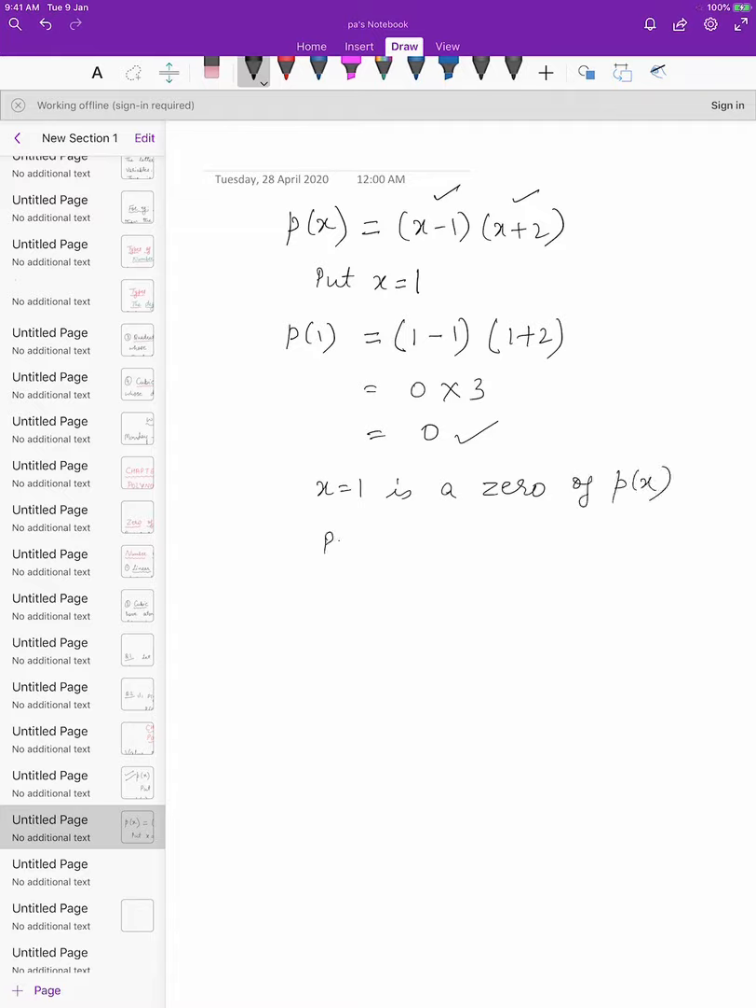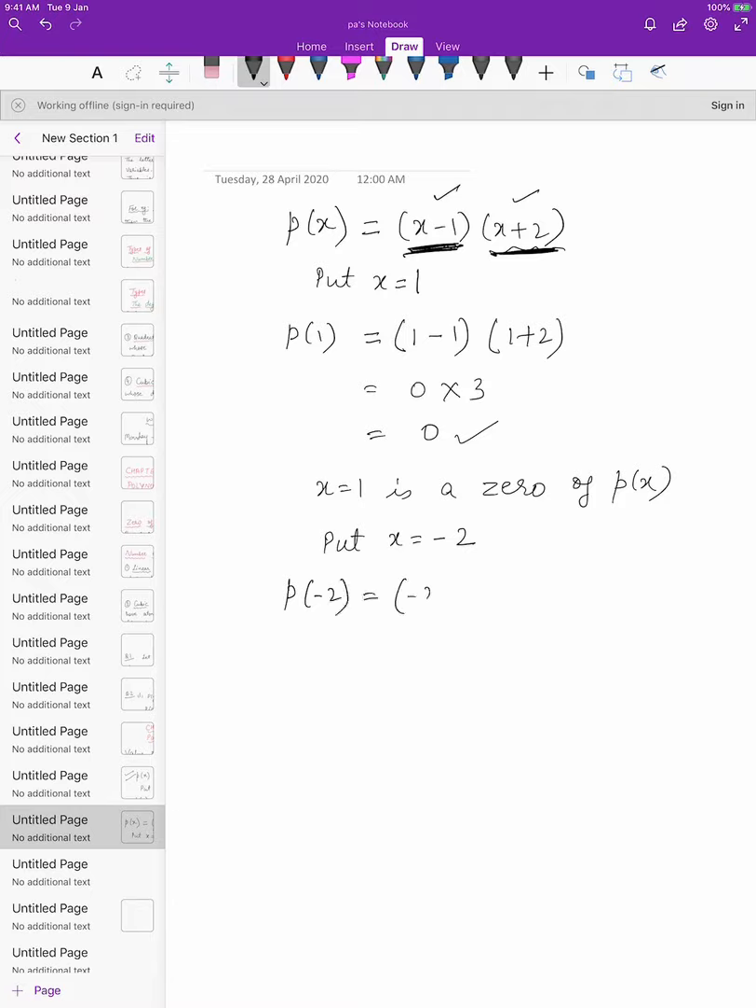Similarly, now if I put x is equal to minus 2, I am just looking at these two factors and trying to make them 0 one by one. Initially I made this 0 and now I am going to make this 0. So that is going to happen only when I put x is equal to minus 2. So if I put x is equal to minus 2, what is the value of p of minus 2?